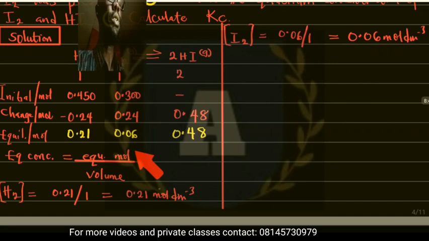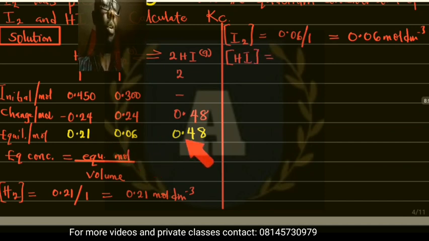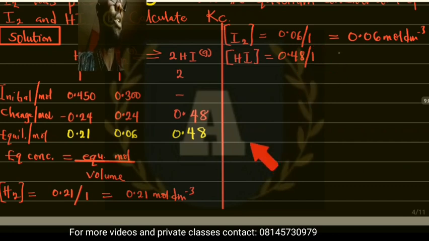Okay, so now we do a similar thing for hydrogen iodide. Its equilibrium mole is 0.48. So we divide by 1 as well, which is the volume. The 1 is the volume. So its equilibrium concentration, therefore, will also be 0.48 mole per dm cube.